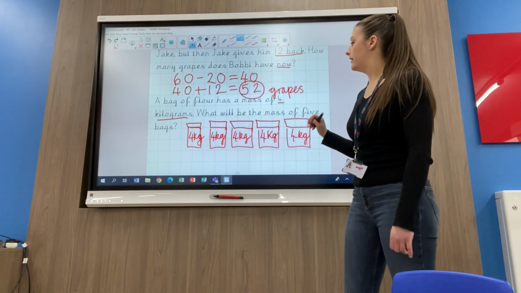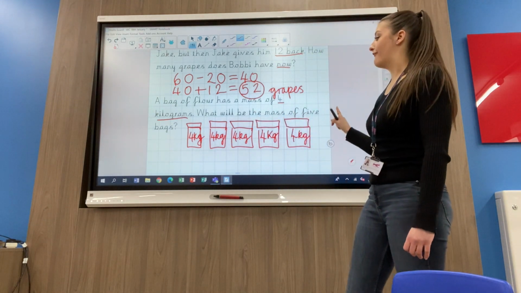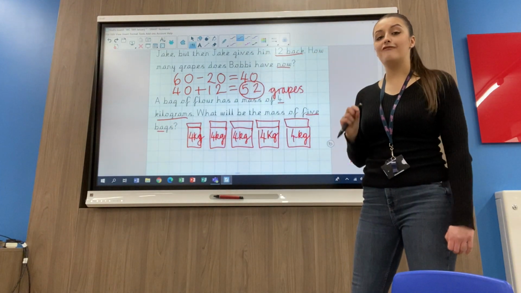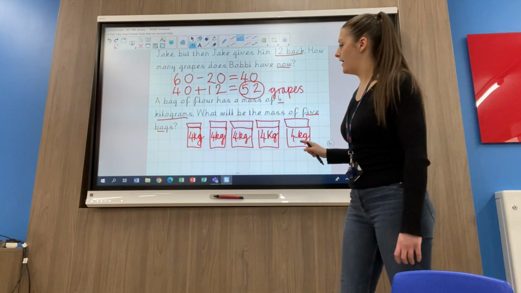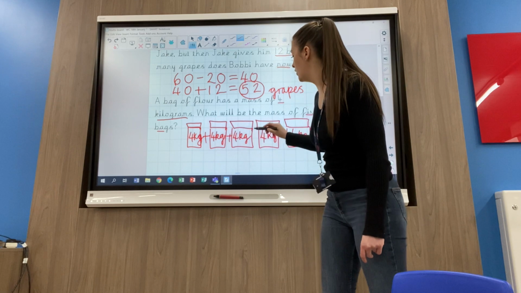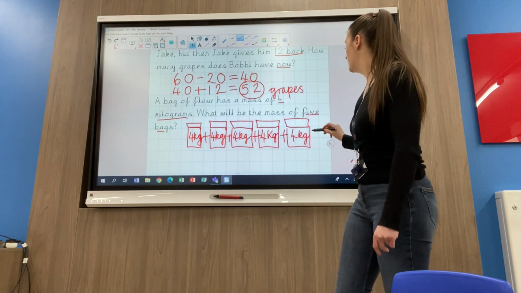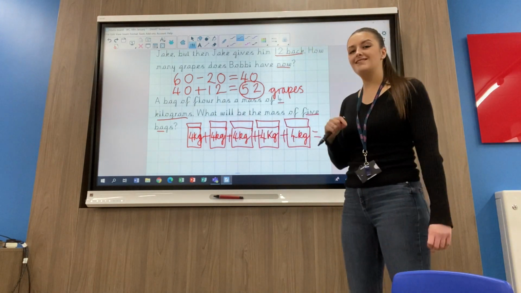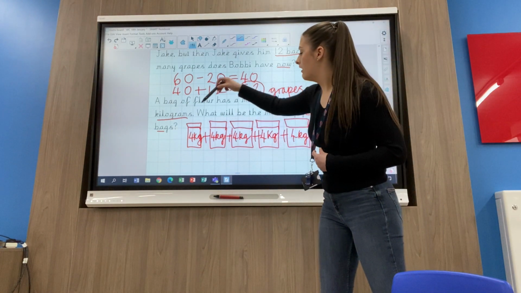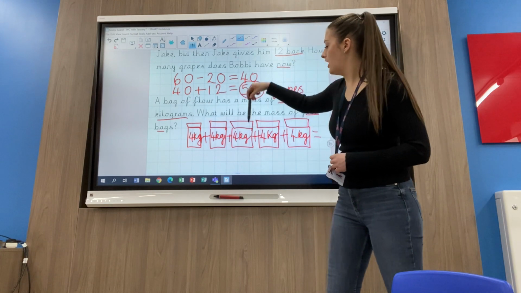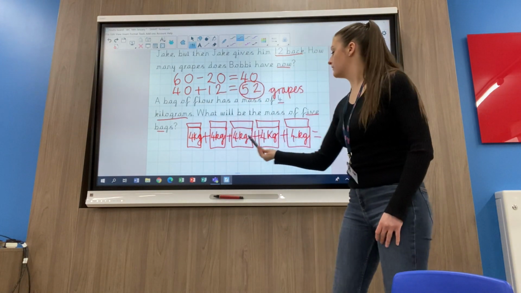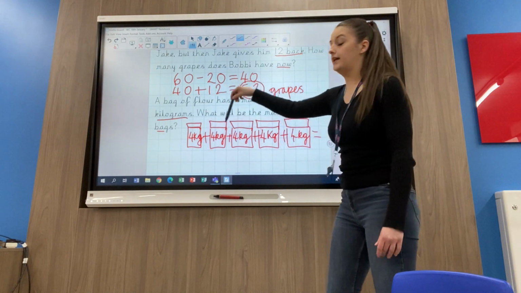Okay, so what will be the mass of 5 bags? So I've got my 5 bags, 1, 2, 3, 4, 5, and I know they're 4 kilograms each. So what the question is asking me is like a repeated addition. 4 kilograms, add 4, add 4, add 4 equals. But we know repeated addition is just a multiplication. I've got 5 lots of 4 there. So 1, 2, 3, 4, 5 with 4 kilograms in each bag.